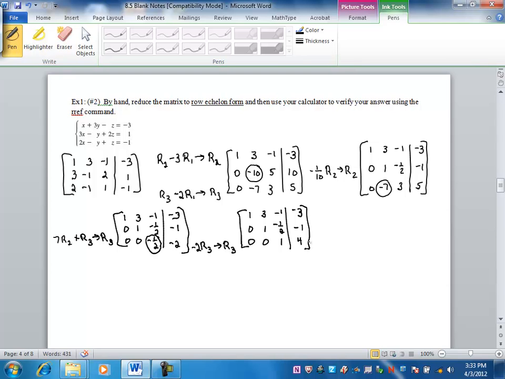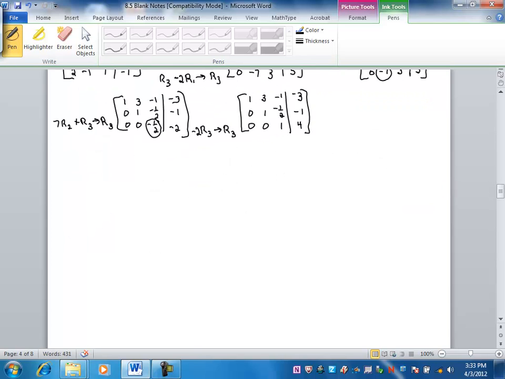So notice we've gotten what we want. We want 1s down the main diagonal, and we have 0s below all of those 1s, and that's our goal. Now, you say, okay, well, what's this do for us? Well, here we go. This gives me 3 equations. 1x plus 3y minus z equals negative 3. 0x plus y minus 1 half z equals negative 1. And z equals 4.